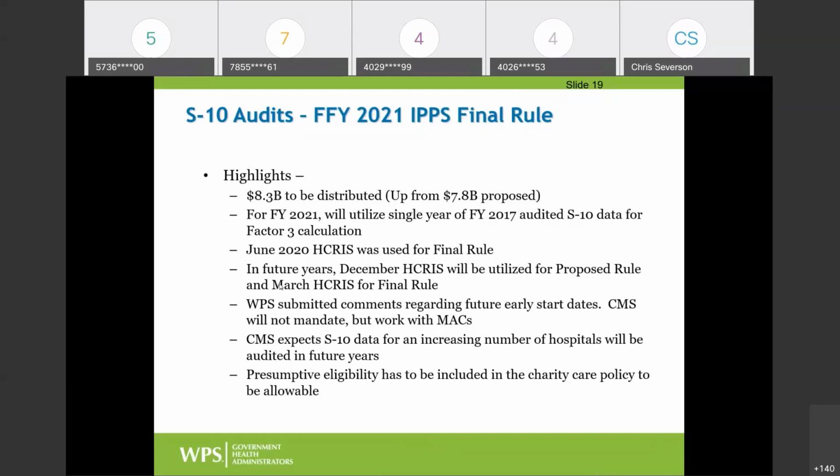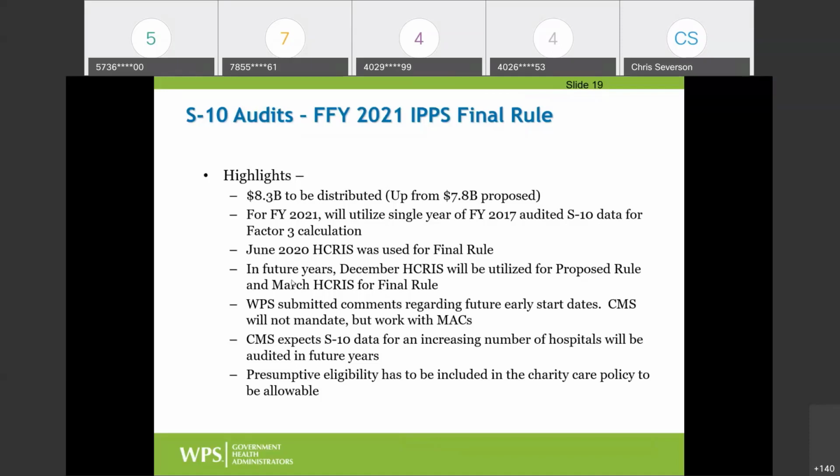But they did, in this recent Federal Register, state that for future years, December HCRIS, whatever data is available at the end of December, which will include this year's audits, is going to be utilized for the proposed rule, and March HCRIS, a few months later, will be used for the final rule. So they're not going to go all the way to June. They're going to cut it off at March.